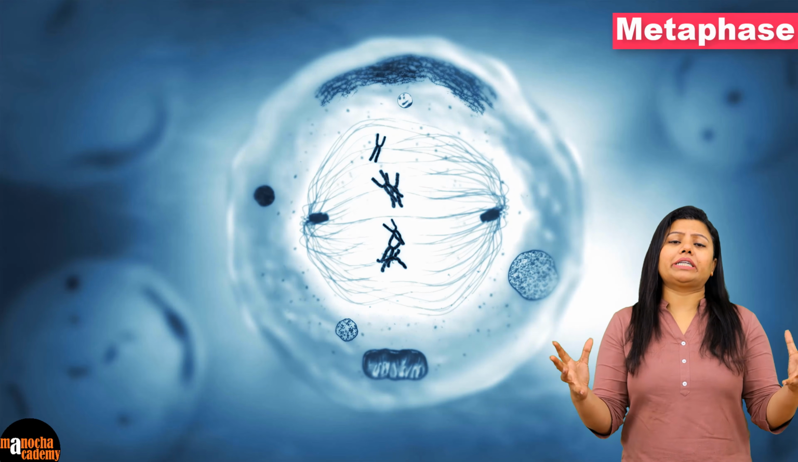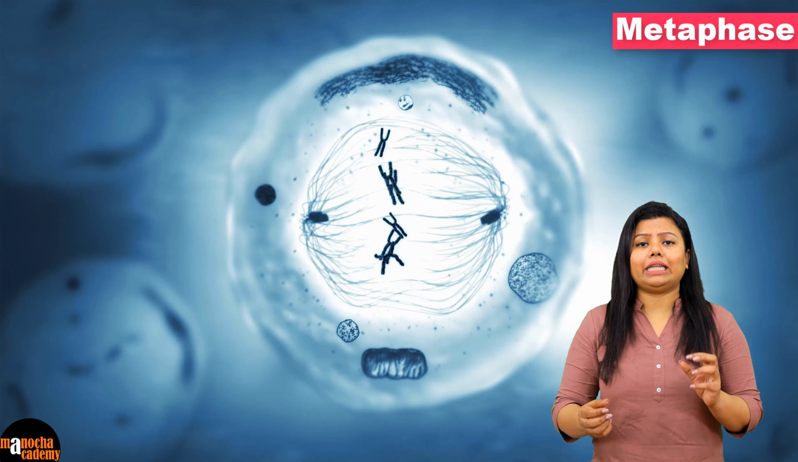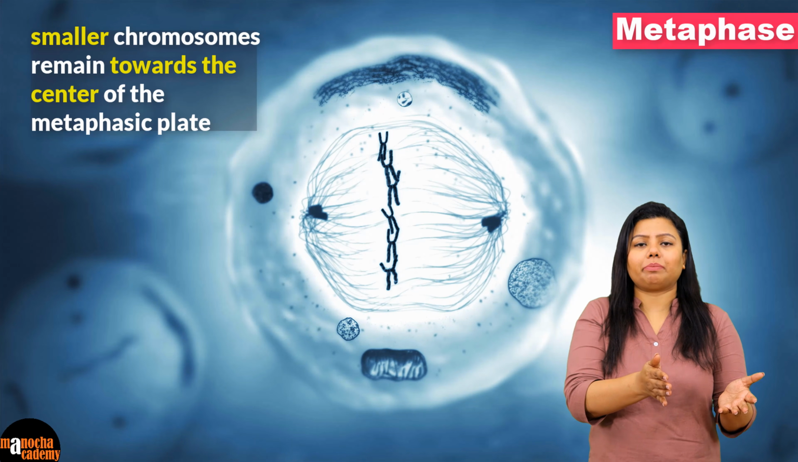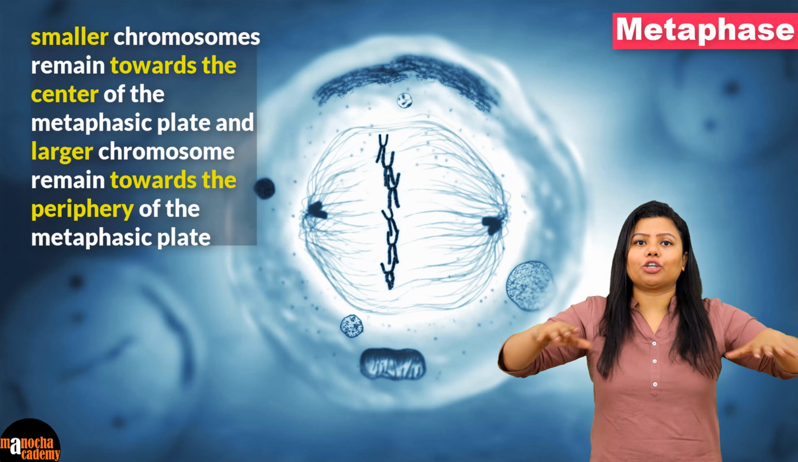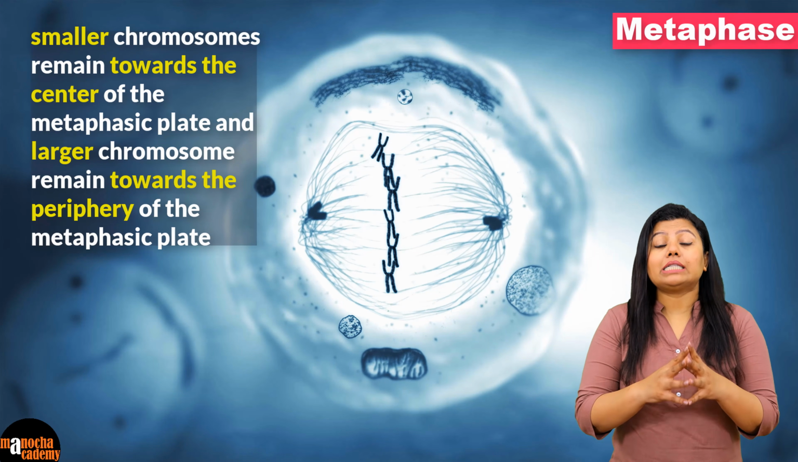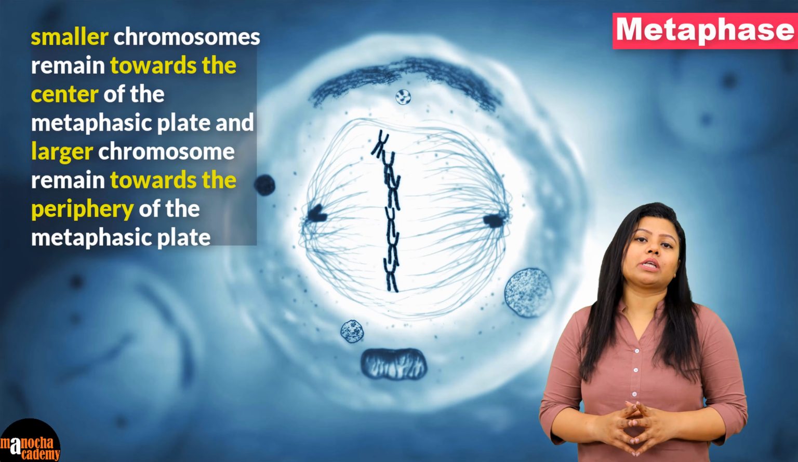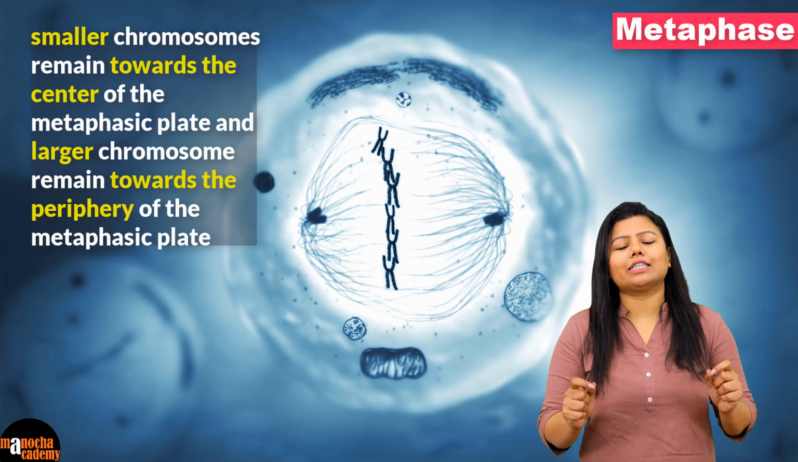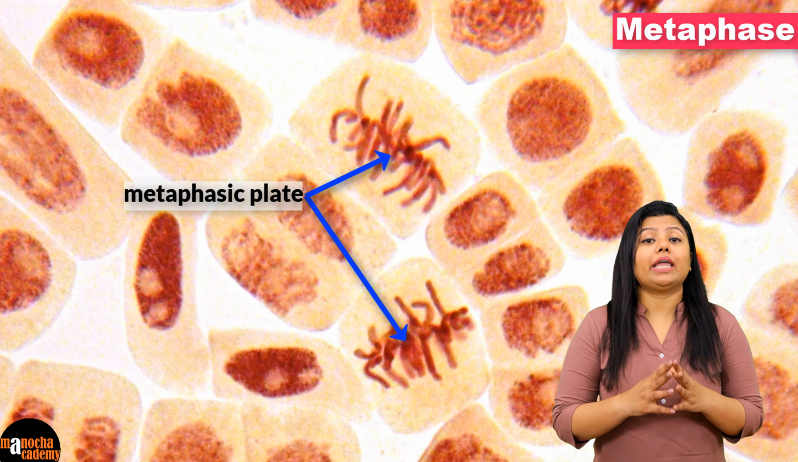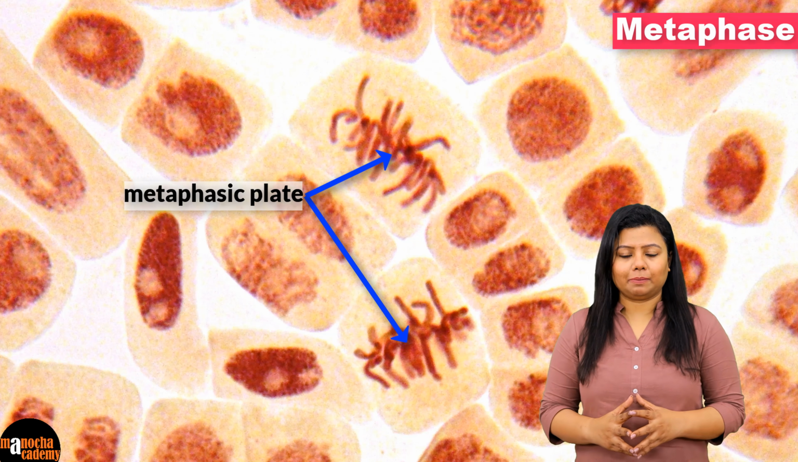During this arrangement, it has been seen that mostly the smaller chromosomes remain towards the center of the metaphasic plate, whereas the larger chromosomes remain towards the periphery of the metaphasic plate. This arrangement of chromosomes during metaphase is a characteristic feature of metaphase, which looks like this under the microscope in an onion root tip cell.